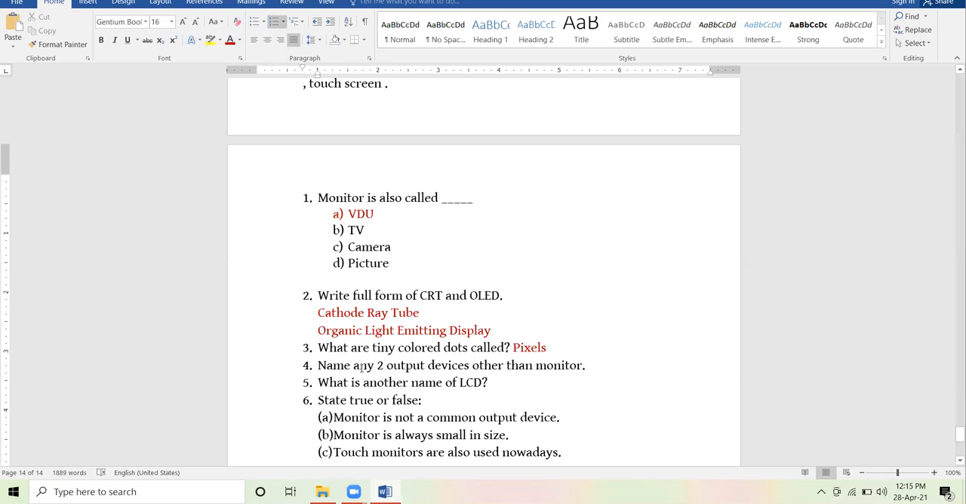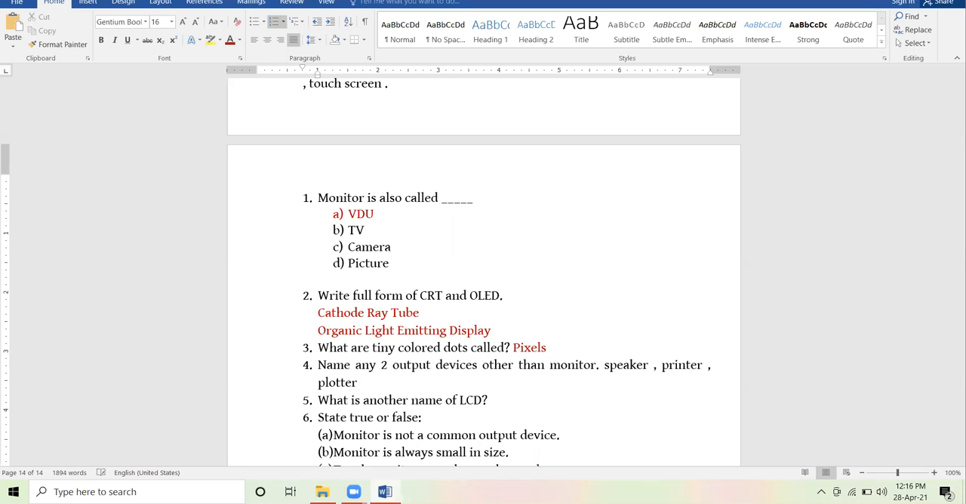Name any 2 output devices other than monitor. Other than monitor means monitor को छोड़ के कोई और 2 output devices बताइए. Yes, Ishani, unmute yourself. Sir, speakers and printers. Speaker, printer, plotter, okay, projector, all these are output devices.